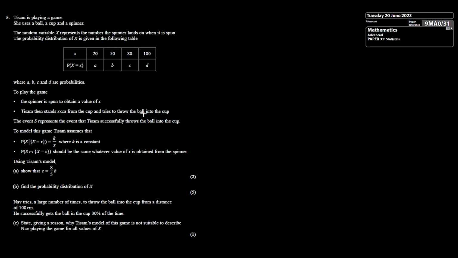and tries to throw a ball into that cup. Now that ball will be either successfully thrown or not successfully thrown. So the throwing of the ball is given the random variable S. S, given that X is equal to x, is equal to k over the distance that she's throwing the ball from. And another thing that we've been told is the probability of S, the probability of success or failure, and the probability of X is equal to x and S should be the same value. So the same probability, whatever value of x we obtain. So the 4 routes that X defines to success will have the same value.